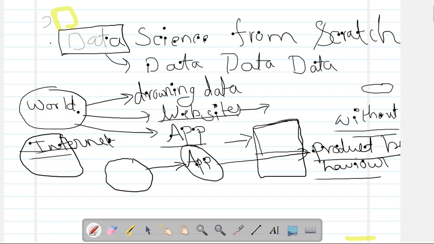Understand. Now we'll try to understand what data science is. So what is data science actually?